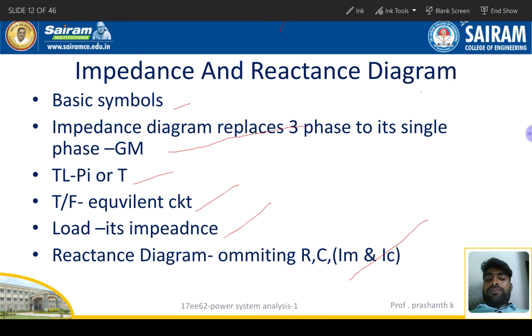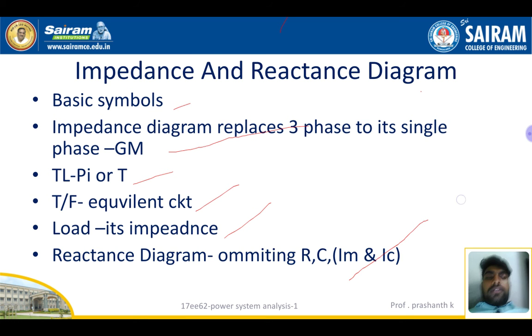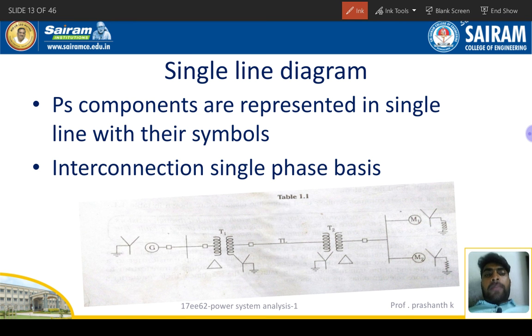So next we have the single line diagram, okay. So power system components are represented in a single line. Wherever you go, I mean you visit any power plants or substations, they used to display one single line diagram showing how many incoming lines are coming to the substation, how many outgoing lines are going from the substation. Basically, in the substation we will get two incoming lines.